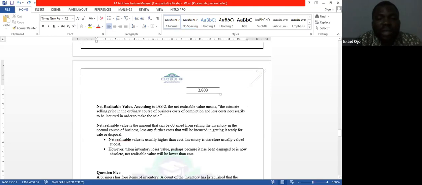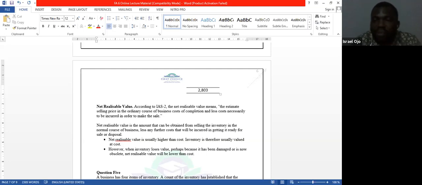So now, net realizable value is the amount I can obtain from selling the inventory in the normal course of business. It means fair value. That's if a buyer and a seller come together, the price they can agree on. That's the selling price we're talking about, less any further cost that will be incurred in getting it ready for sale or disposal, or both. I'll need to do one or two things there, but I'm not ready to do it. So what is the cost I'm going to incur if I want to do it? I minus it from the market price, from people that have done it before. Okay, the difference, take it.